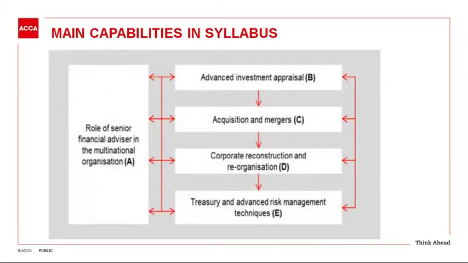Then the main capabilities that you are expected to have when you attempt this paper are the role of the senior financial advisor, advanced investment appraisal, acquisitions and mergers, corporate reconstruction and reorganization, and also treasury and advanced risk management techniques. The core areas of the syllabus are investment appraisal, mergers and acquisitions, corporate reconstruction, and treasury. These four blocks, B, C, D, and E, are the main important areas of the syllabus.